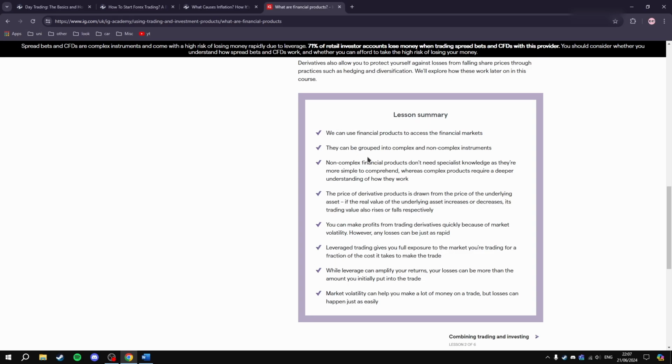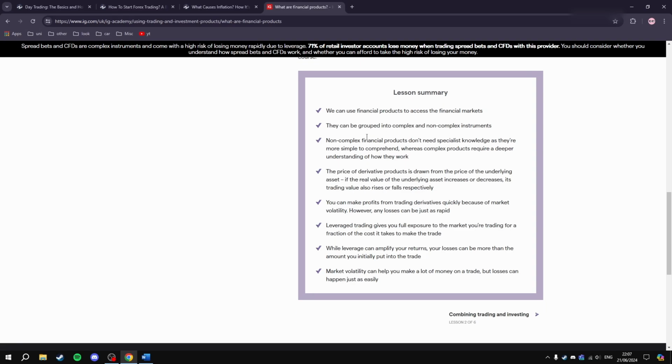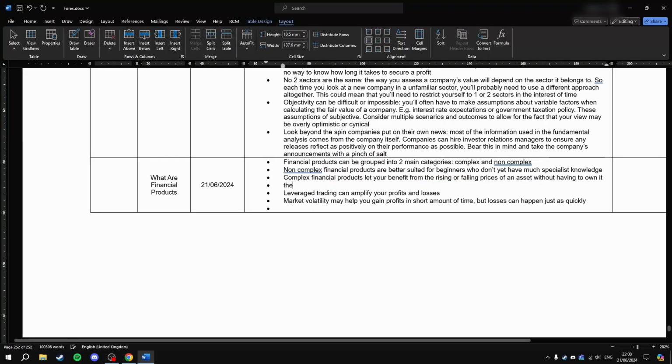They can be grouped into complex and non-complex instruments. Non-complex financial products don't need specialist knowledge as they're more simple to comprehend, whereas complex products require a deeper understanding of how they work. The price of a derivative product is drawn from the price of the underlying asset. If the real value of the underlying asset increases or decreases, its trading value also rises or falls respectively.